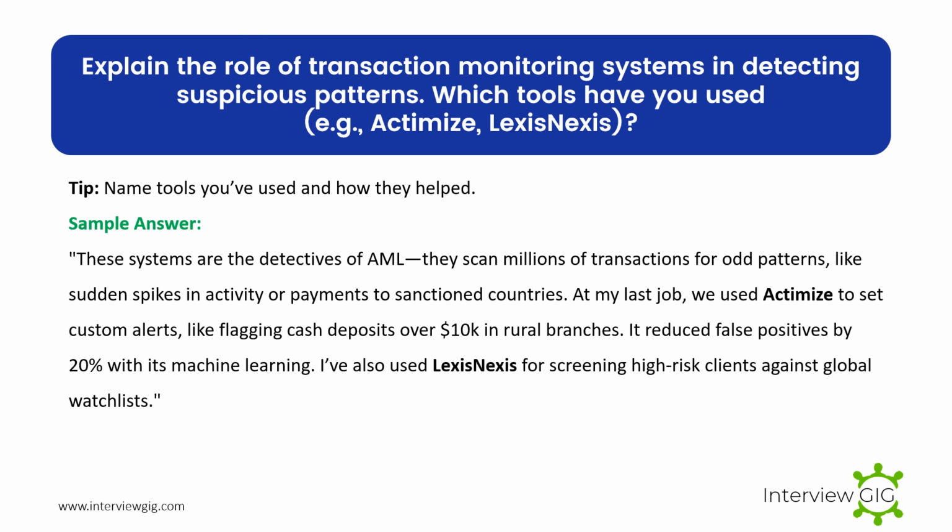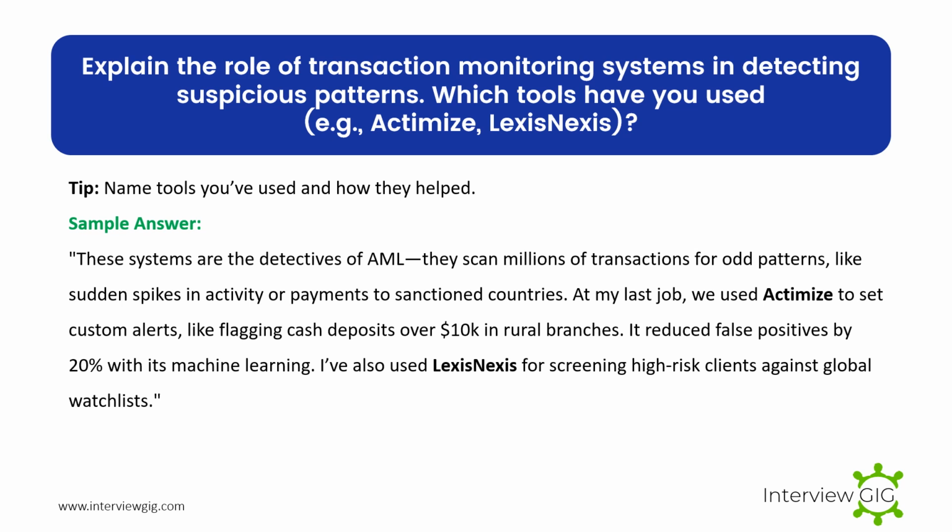Explain the role of transaction monitoring systems in detecting suspicious patterns. Which tools have you used? Tip and sample answer. Tip: name tools you've used and how they helped. Sample answer: these systems are the detectives of AML. They scan millions of transactions for odd patterns, like sudden spikes in activity or payments to sanctioned countries.